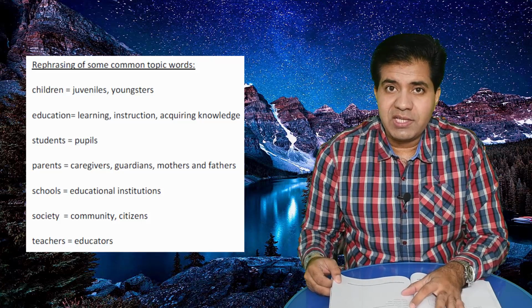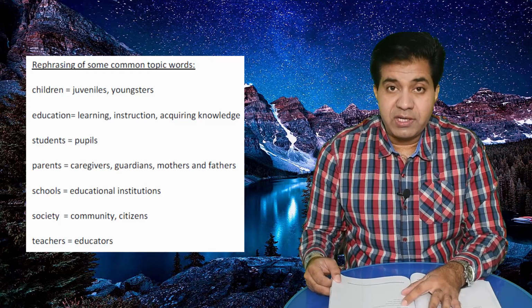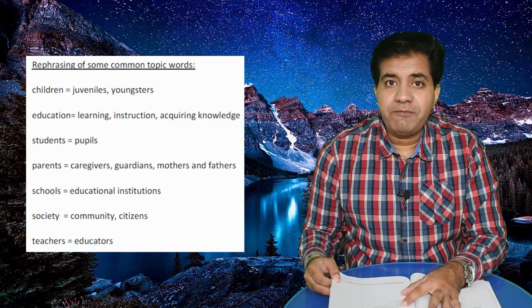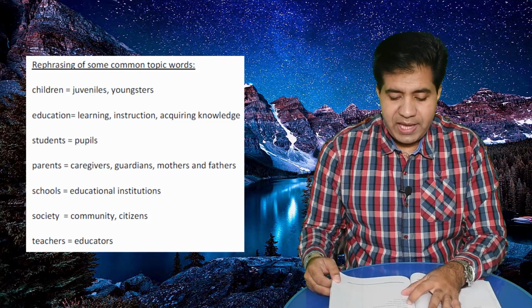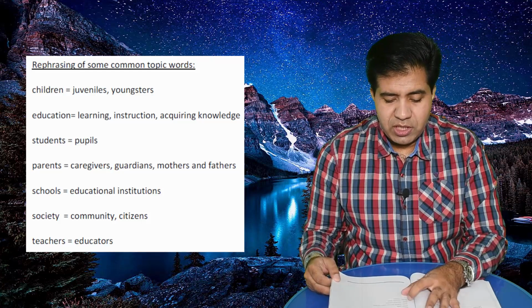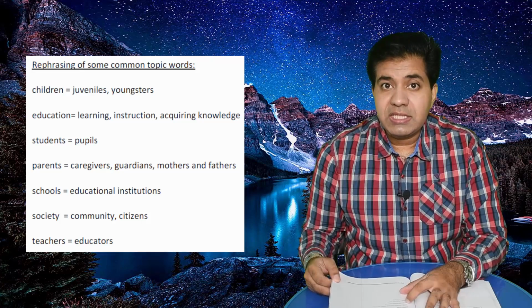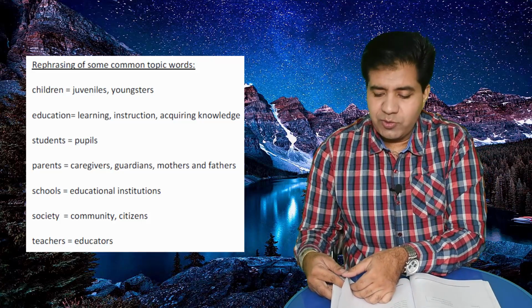For students, you can use the word pupils. For parents, you can use the word caregivers, guardians, mothers and fathers. For schools, you can use educational institution. Society, for society, you can use the word community, citizens. For teachers, you can use the word educators.